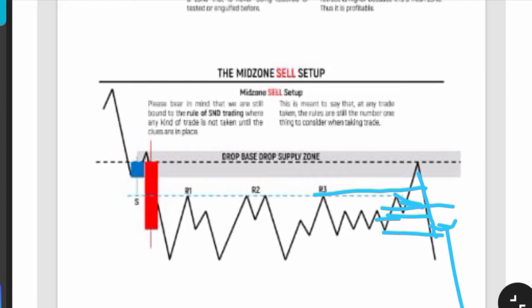So let's jump into the chart to see this properly in a live example. This is what happened this week.